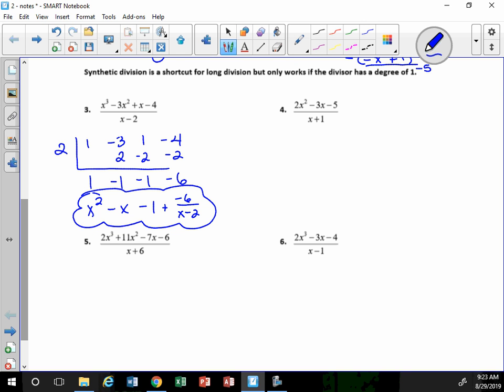All right. Try 4 and 6 for me. We'll skip 5 just because I want to make sure we get everything. What do you need to be careful of on number 6? Yeah, see how it skips over x squared? Make sure you put a 0 in place.